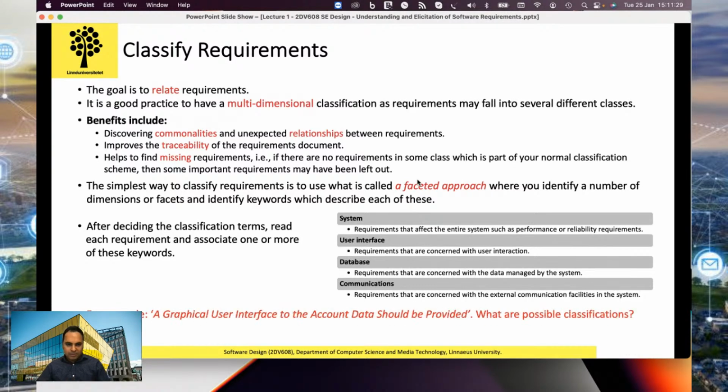I think I have an example here. For example, a graphical user interface to the account data should be provided. What are the possible classifications?